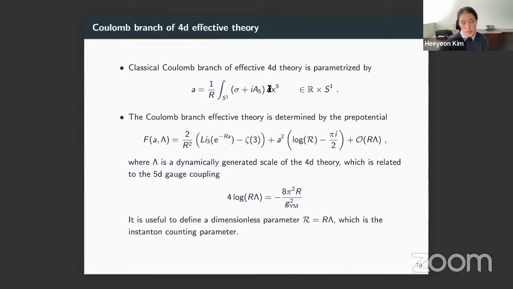And then the Coulomb branch effective theory is determined by a multi-valued function called the prepotential that looks like this, where the Lambda here, for example, is a dynamically generated scale of the 4D theory. This is in fact related to the 5D gauge coupling g_YM in the following way. And here I also introduced a dimensionless parameter, Lambda R, which is the product of R times Lambda, which can be identified as the instanton counting parameter that we introduced before.